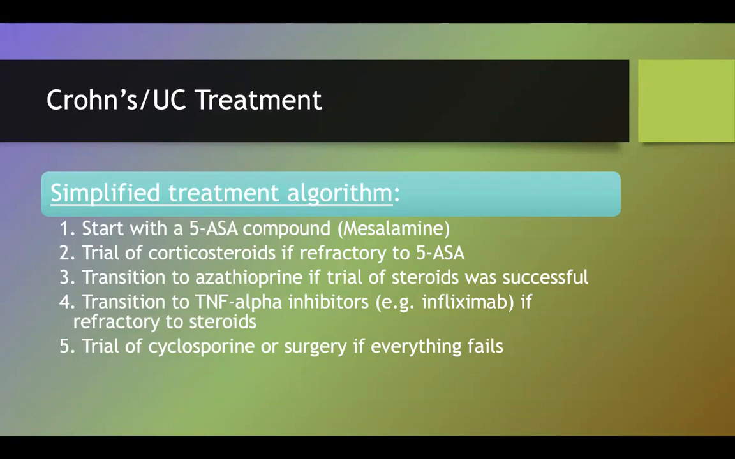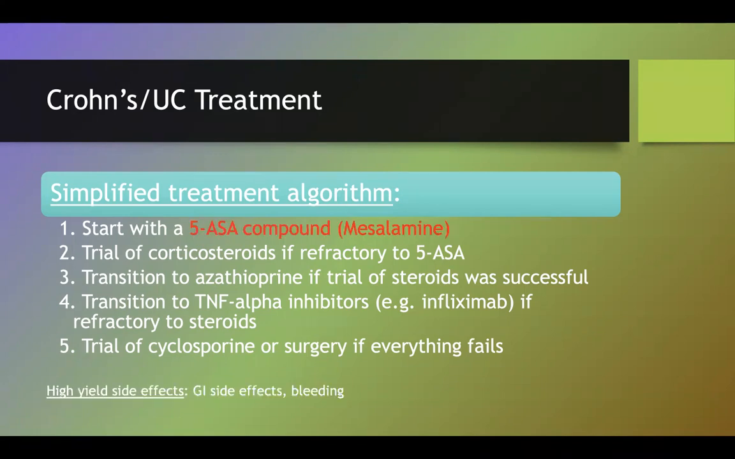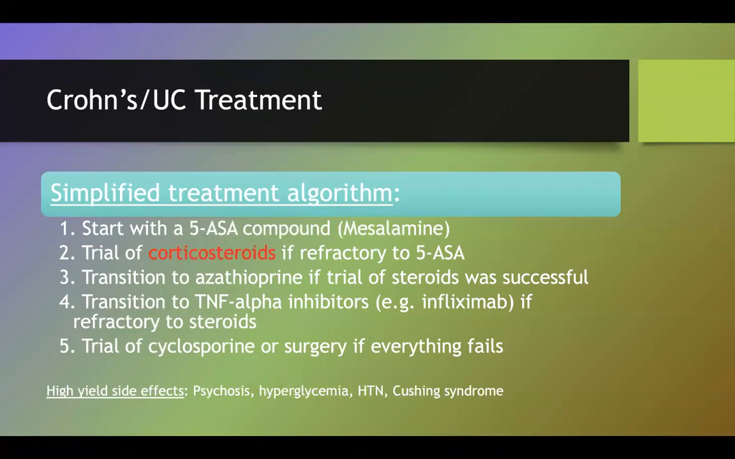They'll give you somebody with IBD who's on a medication, and they'll either give you the medication and ask for the side effects, or they'll give you a patient who has IBD and they have all these side effects, and then they make you answer what medication they are taking. So the side effects you need to know: for mesalamine, it can cause bleeding because it's an NSAID, and it can cause GI side effects as well. For corticosteroids, just remember its associations with psychosis, high blood pressure, high sugar levels, and Cushing syndrome.